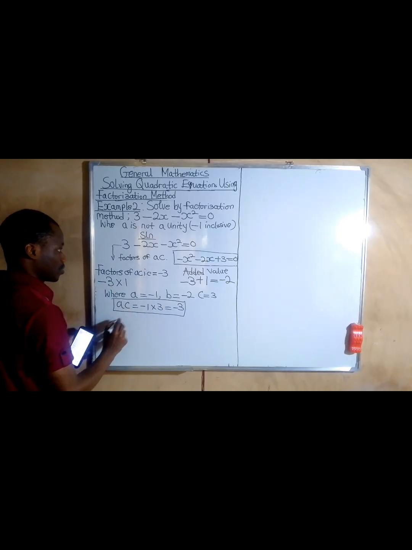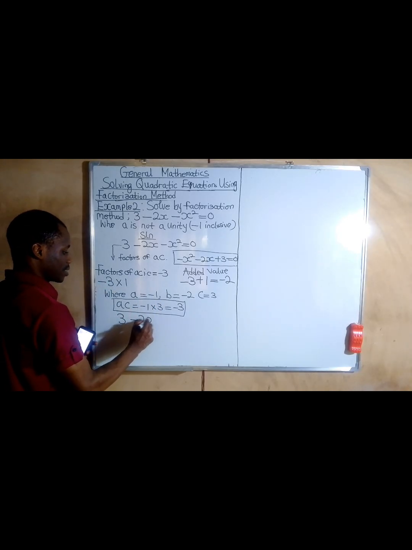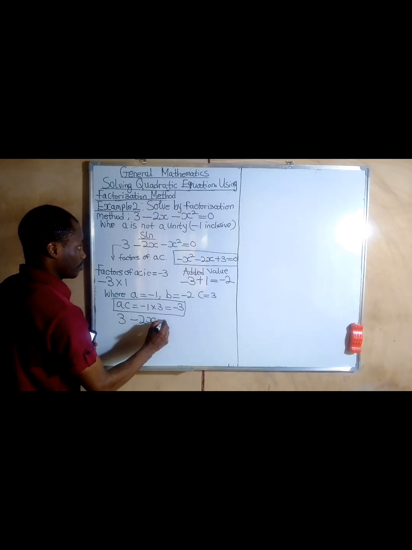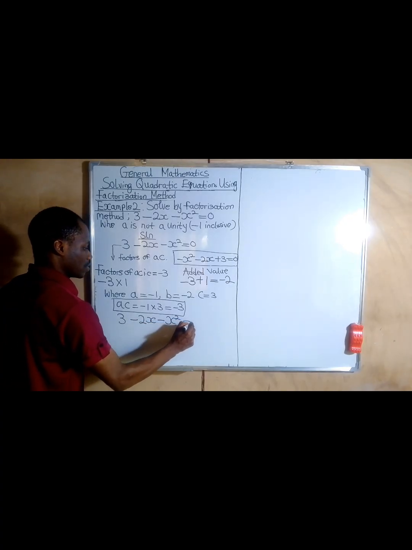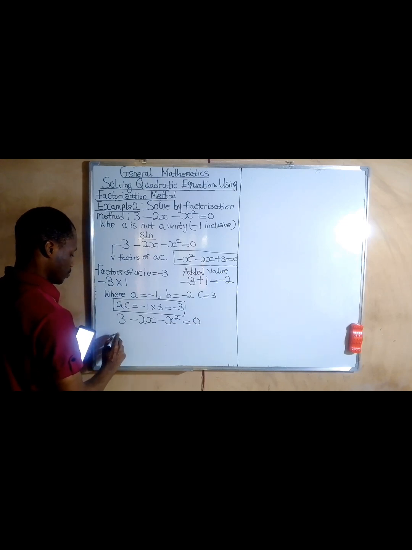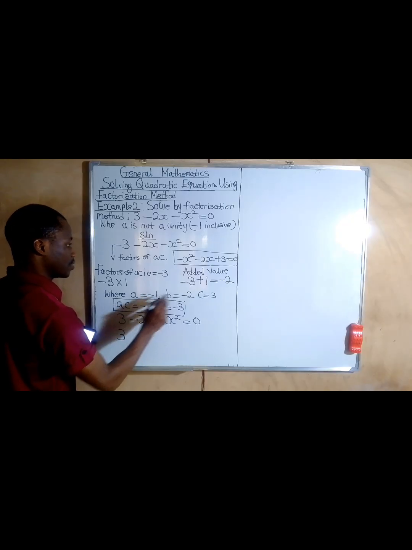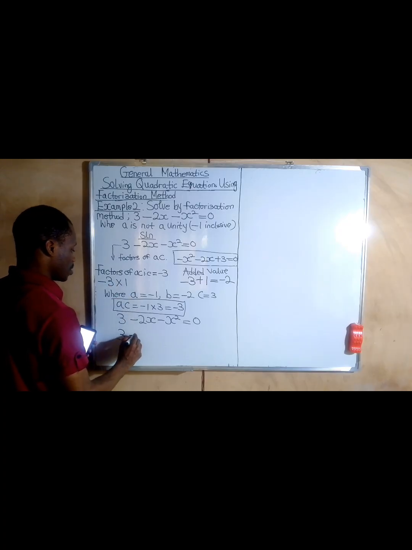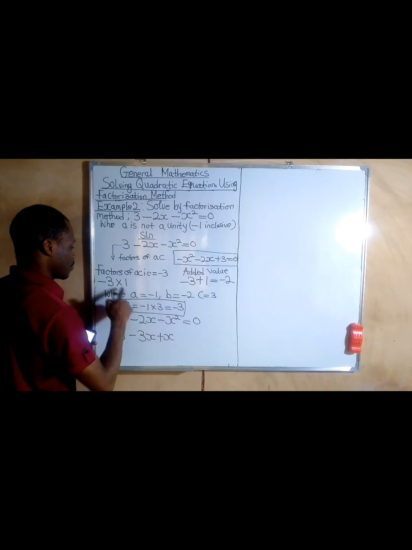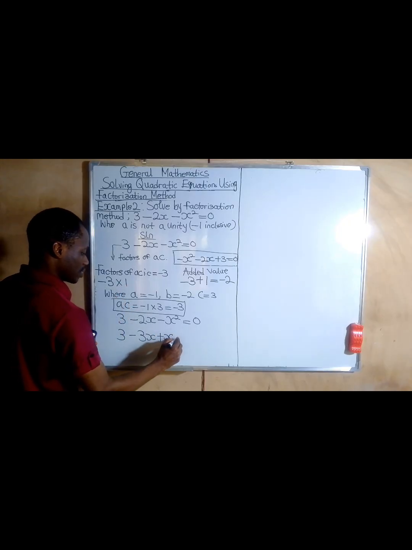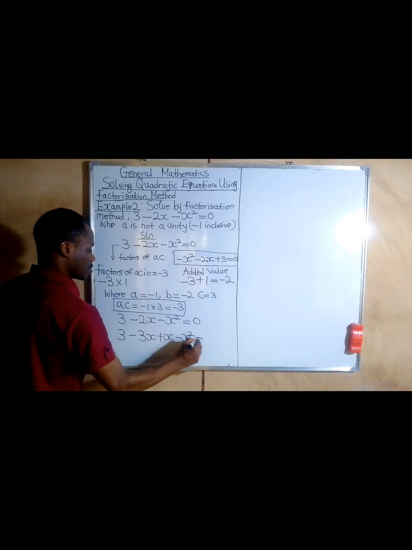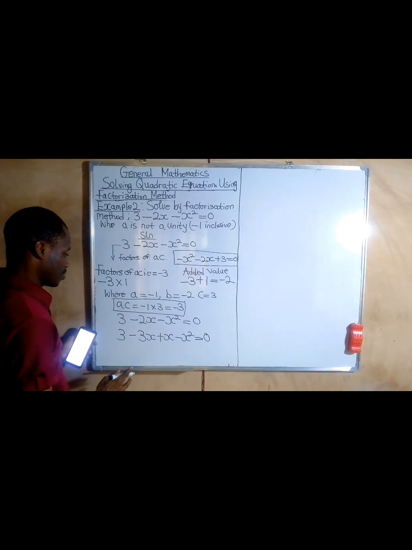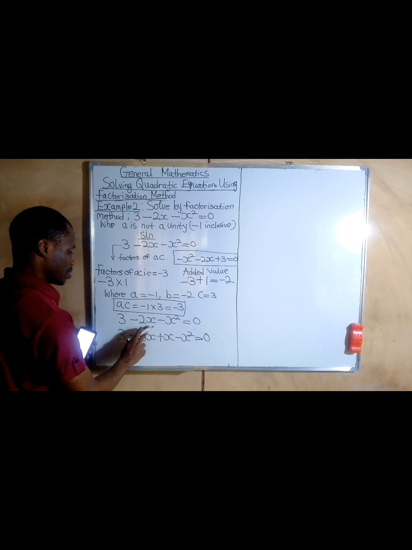So repeating the question, 3 minus 2x minus x squared equal to 0. Are you with me? So when I say 3, then we can say, we use this, let's say 3 minus 3x plus x. The plus x is for 1. Then minus 3x plus x minus x squared is equal to what? 0. So let's look at this very well. Minus 3x plus x will give us minus 2x.